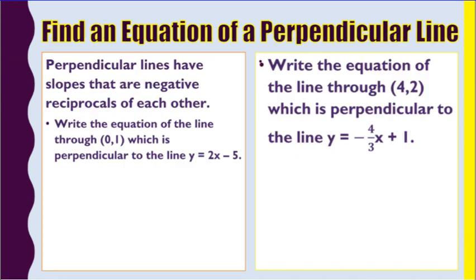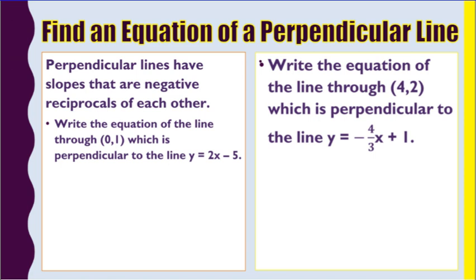And our last thing for today is our appendix lesson, finding the equation of a perpendicular line. In a previous lesson, we looked at finding the equation of a line that's parallel to a line. Parallel lines have the same slope. Perpendicular lines have slopes that are negative reciprocals of each other.